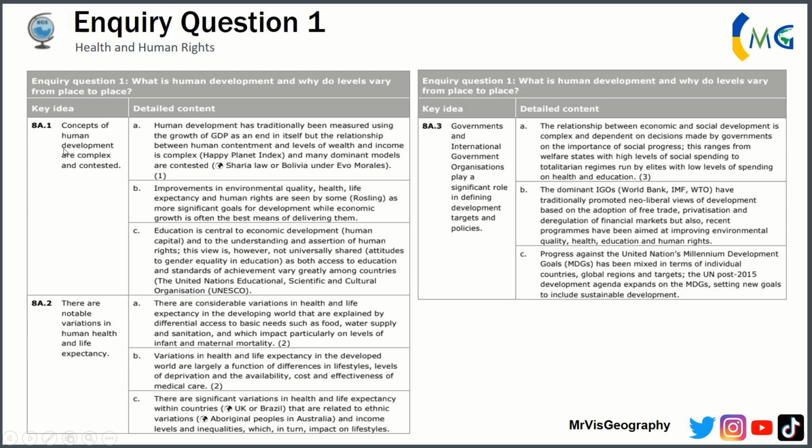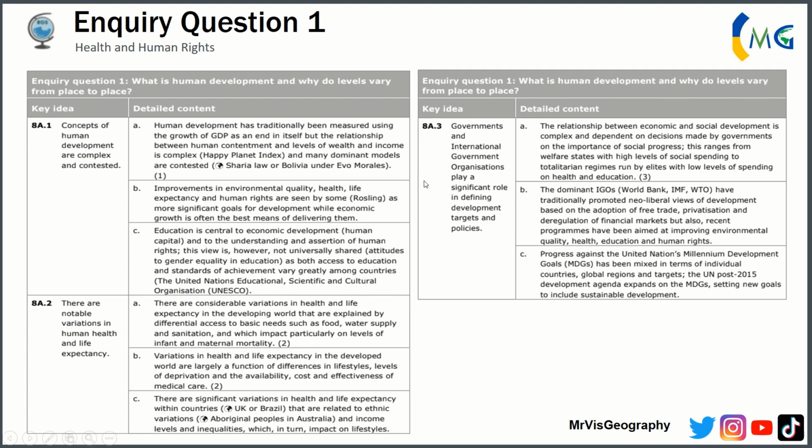Chunk A looks at the concepts of human development and their complexity and why it's contested. So you see here in the exam specification, they talk about human development. We look at it from a GDP point of view, economic, but we also look more into social human factors like the World Happiness Index. And how there are also very different ways in which societies develop. We had a look at Bolivia under Evo Morales's socialism and the Sharia law in some countries of the Middle East. The concept of development in those 2 societies is going to be very different to the concept of development here in the UK.